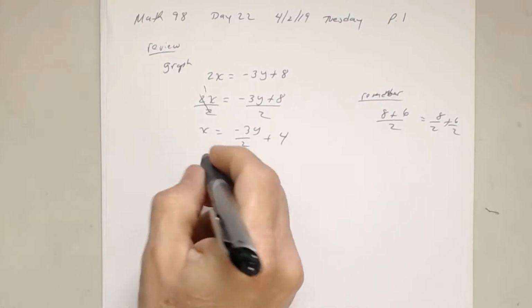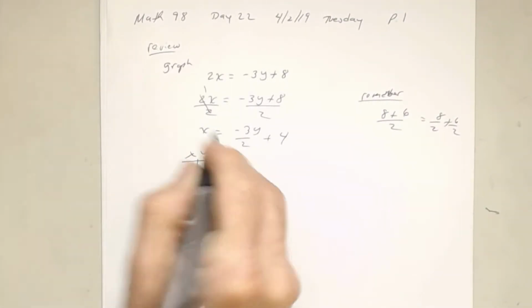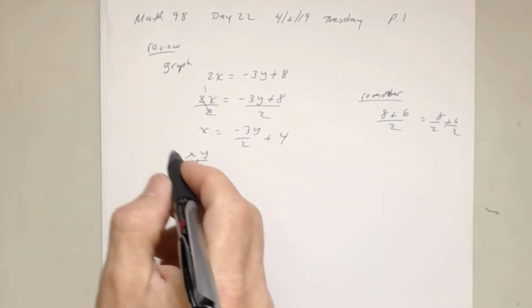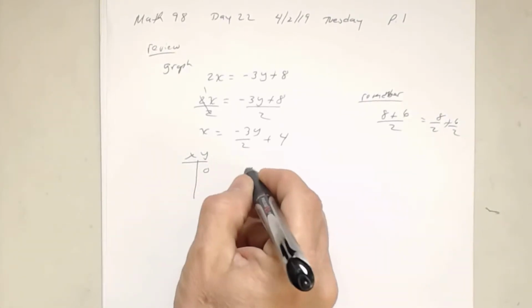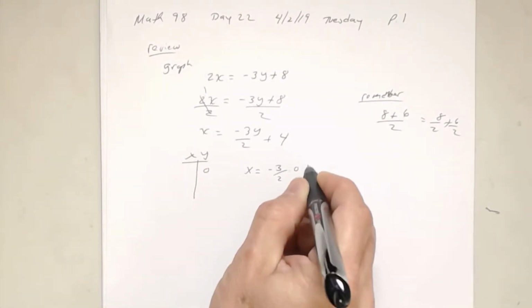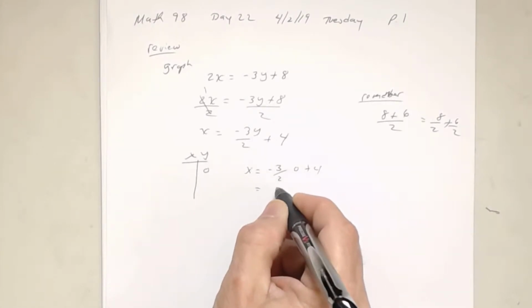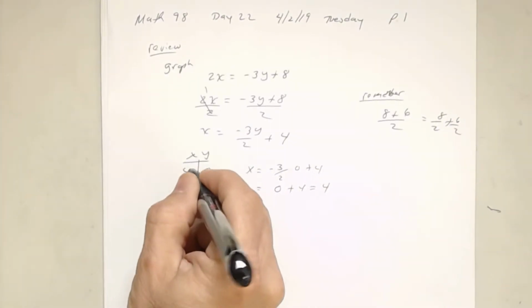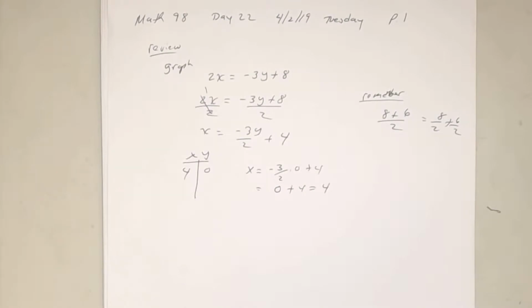Whenever x is by itself and you use your t-table, you're going to pick numbers for which letter? X is by itself, so you're going to pick numbers for y. I'm going to choose numbers for y that are divisible by 2, this denominator. What's an easy number to always use? 0. So if y is 0, I get x equal negative 3 halves times 0 plus 4. Negative 3 halves times 0 is 0, and 0 plus 4 is 4. So that's my x coordinate, and I get the ordered pair 4, 0.